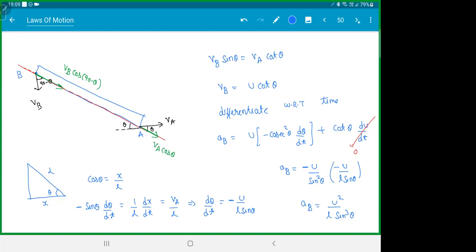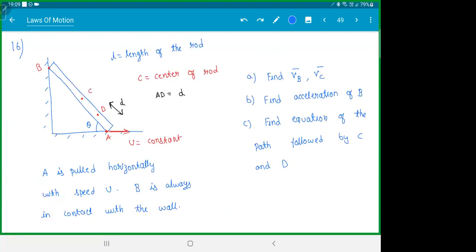Again, you're using that the length of the rod is constant. You could have done that and should have got it. X square plus y square is L square, from there you'll get it. Clear with this?